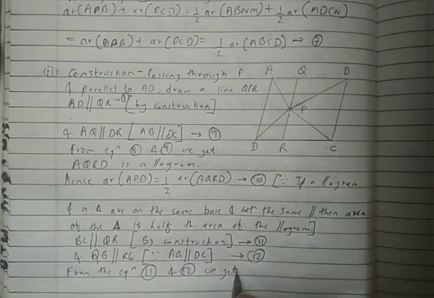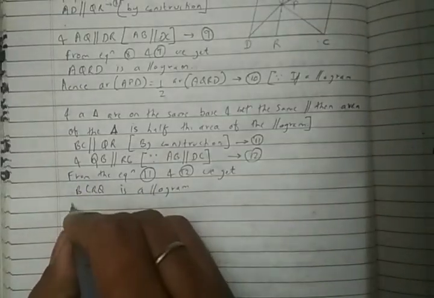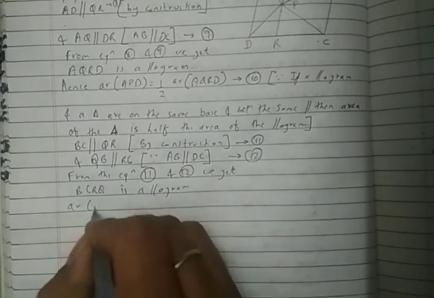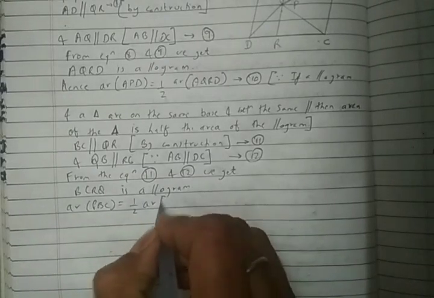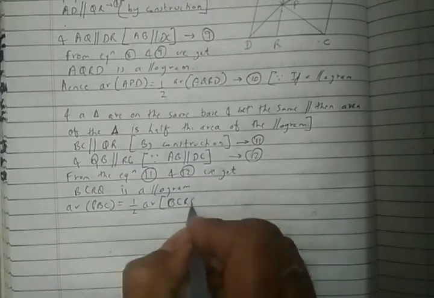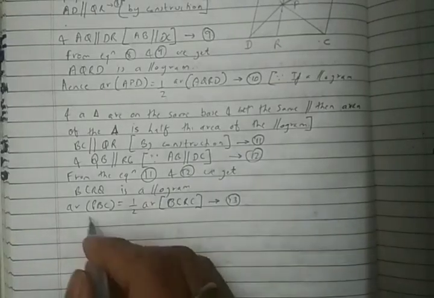From 11 and 12 we get BCRQ is a parallelogram. Now hence you can say that area of PBC is equal to half of area of BCRQ. Let us name this as equation 13.